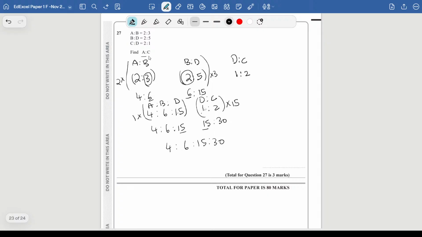Now it wants you to find A to C. So this was A and this is C. I just need to write this as a ratio. So 4 to 30. Well, I can simplify this. So this goes in 2 and 15. So 2 to 15 is the final answer in its simplest form.